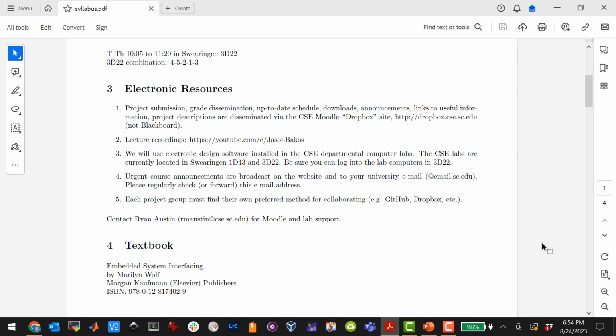We're going to be using software and hardware that's in this lab, but the same software is also available in the downstairs lab in 1D43 in case you need to access the CAD tools or something you could use there, but the hardware is in this lab, so you'll mostly be coming here.